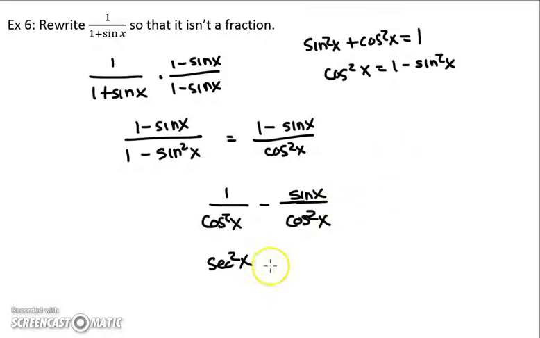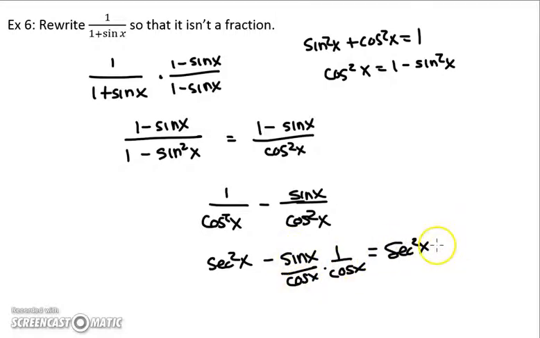We can think about sine over cosine squared as sine over cosine times 1 over cosine. So we're looking at secant squared x minus, sine over cosine is tangent of x, and 1 over cosine is secant of x. So now it's no longer a fraction, and that's what the question was asking us to do.